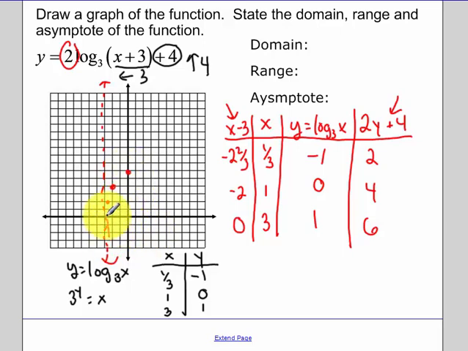And I just want you to know in general what a log graph looks like. So it generally looks like this. This is just getting you some points, but you need to know this general idea. Now the domain and range, this is what I always forget on these problems. That's why I have to redo this for this year.